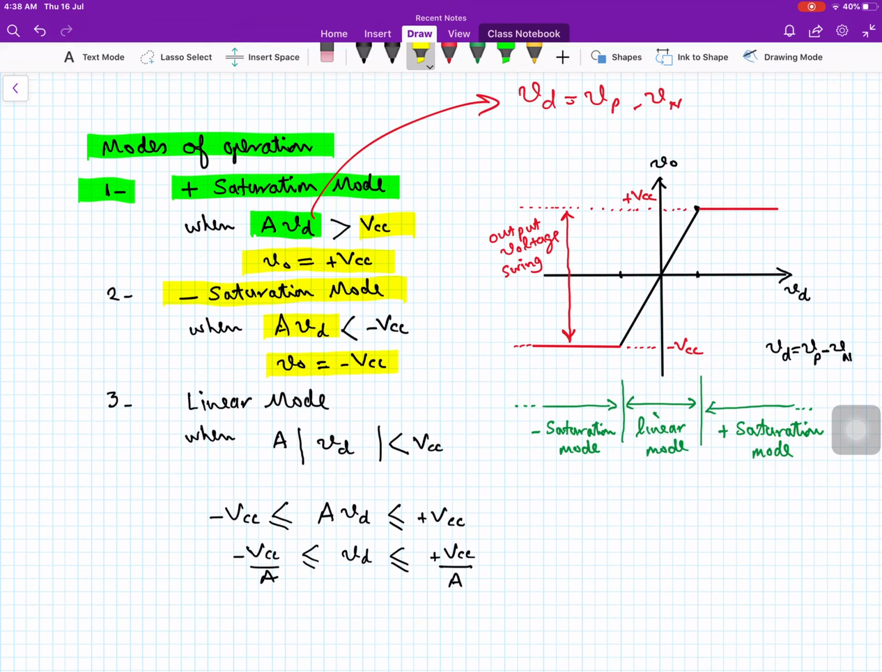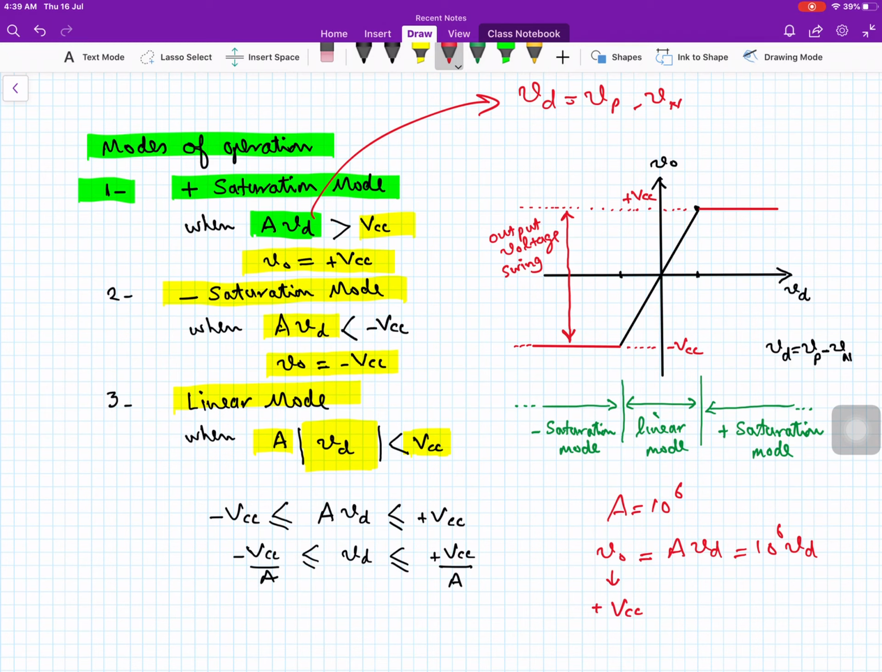In linear mode, when the product of A and VD, taking the modulus and disregarding the sign, is less than VCC, this is known as linear mode. Now, we assume A has a typical value of 10 raised to the power 6, so VO is AVD, which is 10 raised to the power 6 times VD. We also know that VO maximum can be 15 volts. Instead of 15 volts, I will say it can be VCC: maximum VCC and minimum minus VCC.